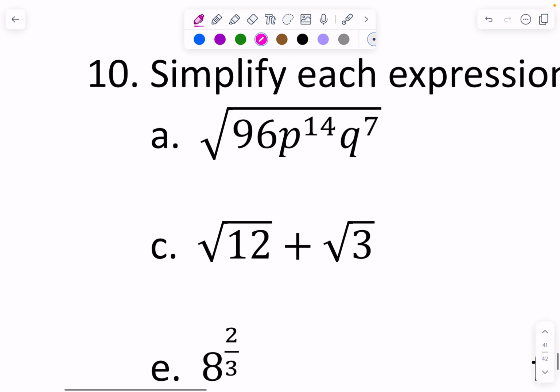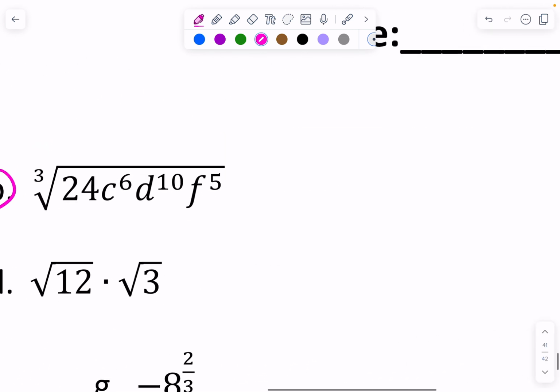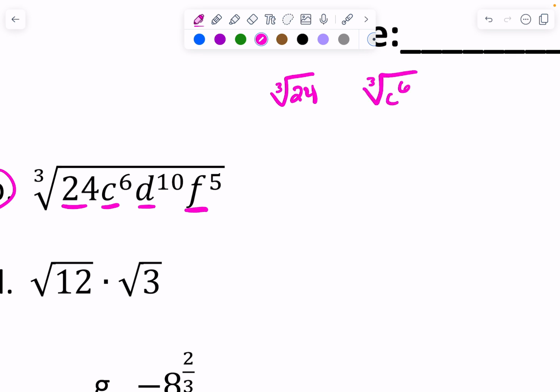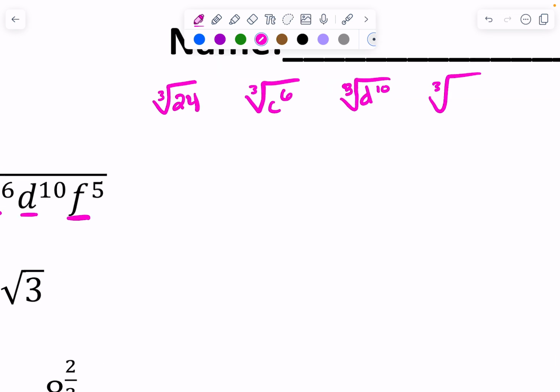This one's going to be similar to A, except A is a square root and B is a cubic root. Okay, we can do this. We've got 1, 2, 3, 4 pieces. All right, cubic root of 24. I separate these out. Cubic root of c to the 6th. Cubic root of d to the 10th. And then we have the cubic root of f to the 5th.